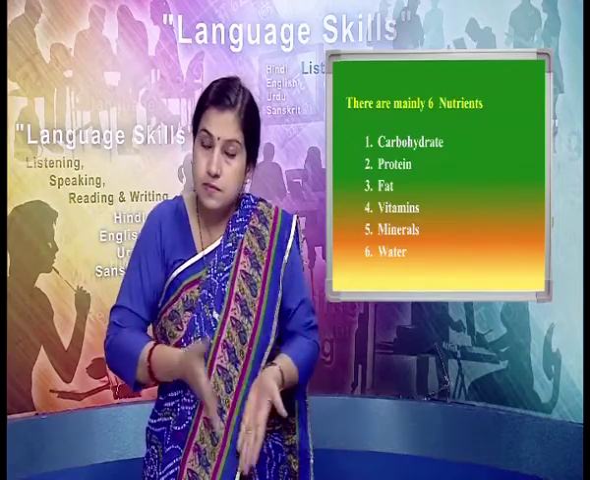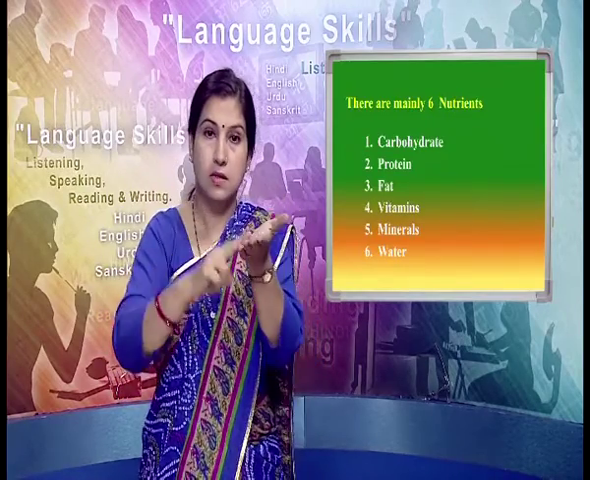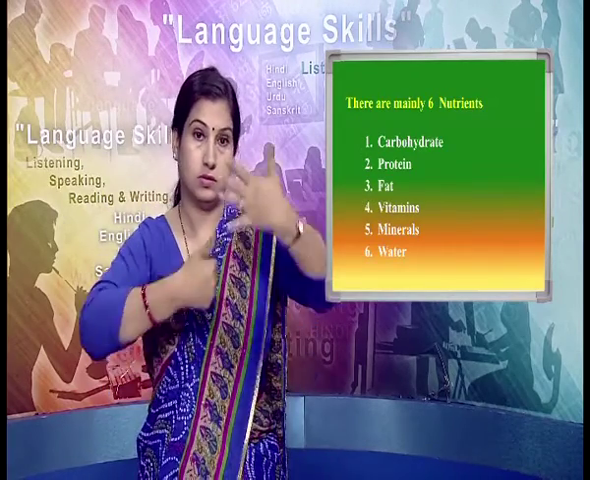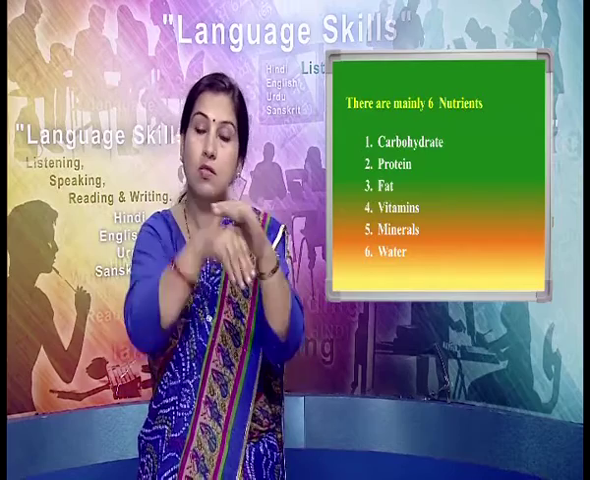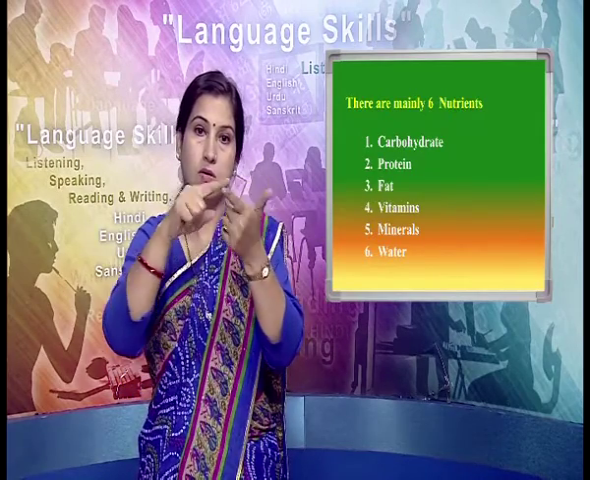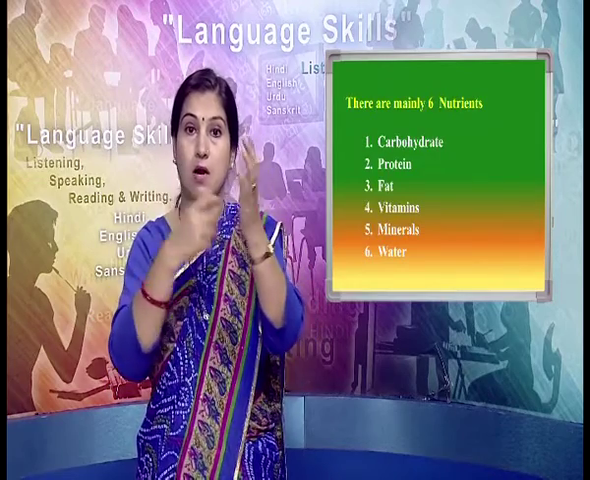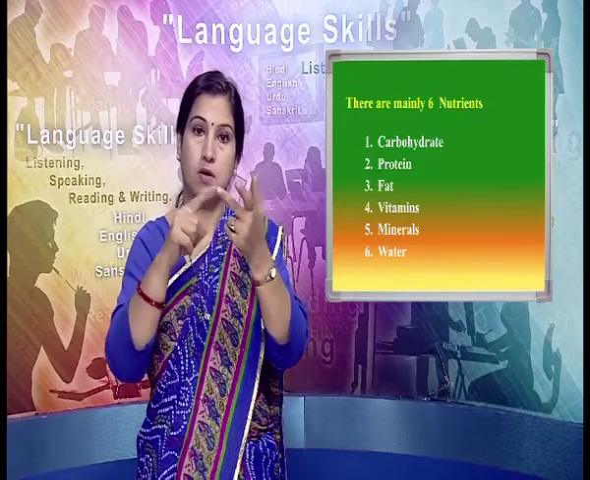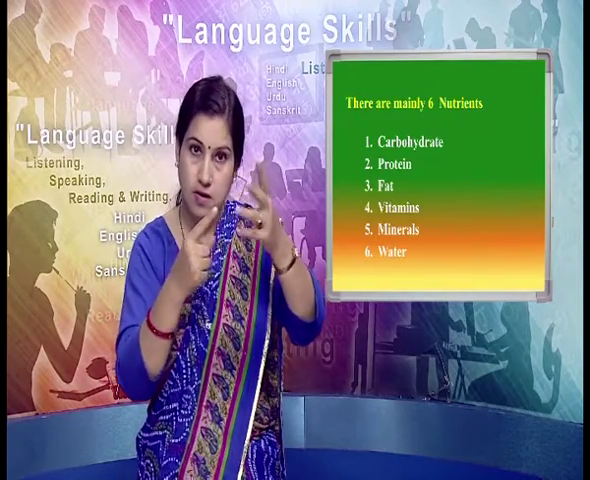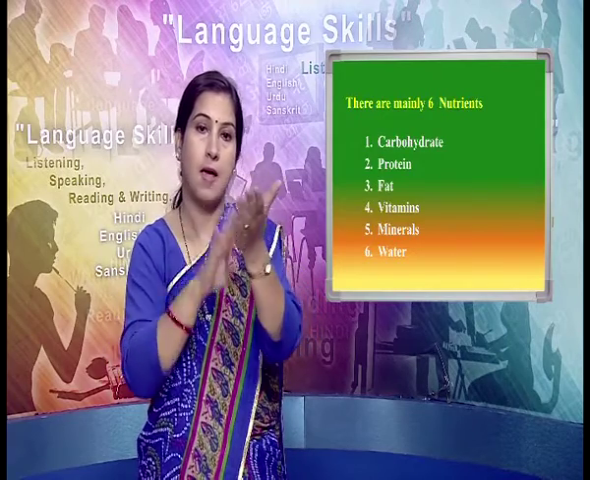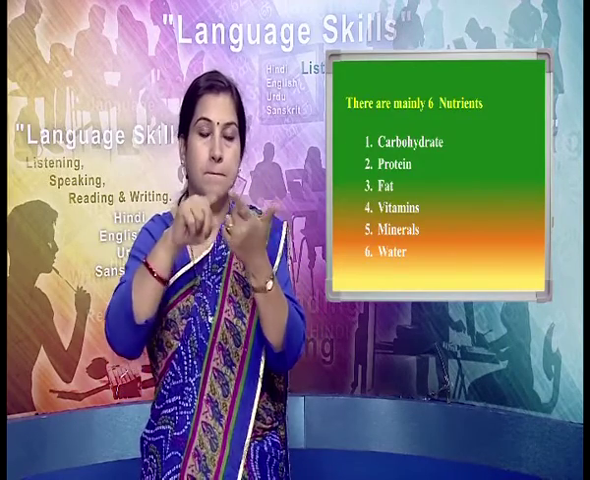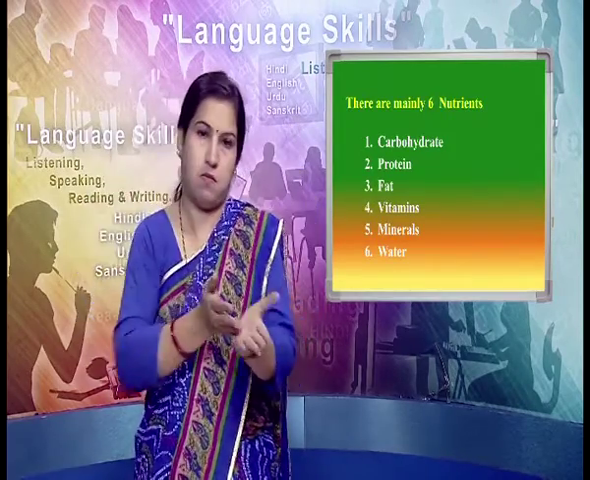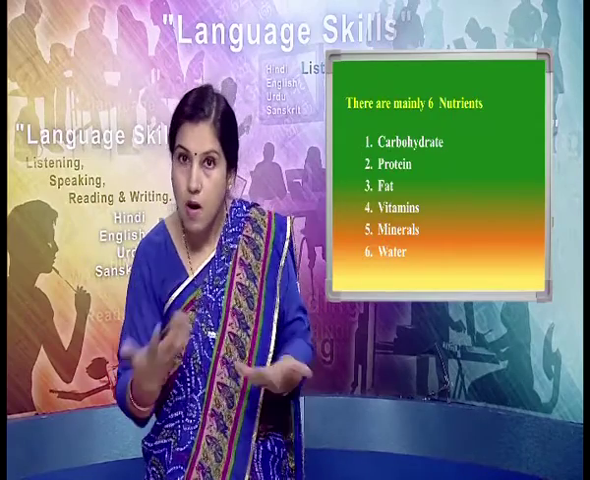Now we will learn the different kinds of nutrients. There are mainly 6 nutrients: carbohydrate, protein, fat, vitamins, minerals, and water. We will learn one by one about their functions and food sources also.